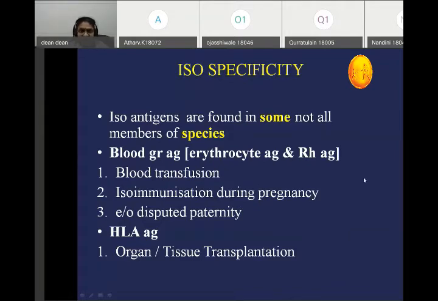So these antigens are present in some members of a species, not all the members. Therefore, they are called isoantigens. They are also important in evidence for disputed paternity. Actually, antigens which are important for transplantation are also examples of isoantigens. They are present in some members of a species, not all the members.